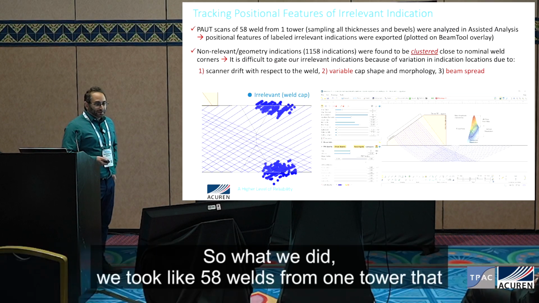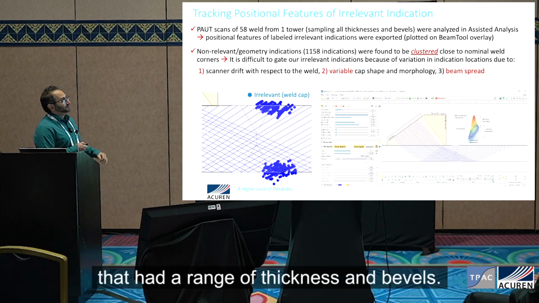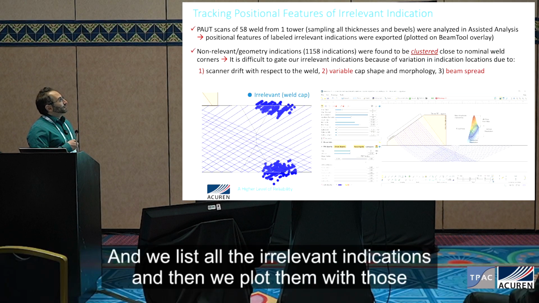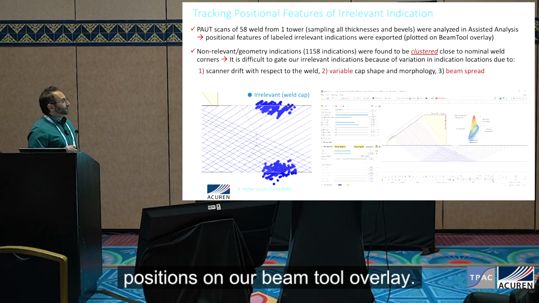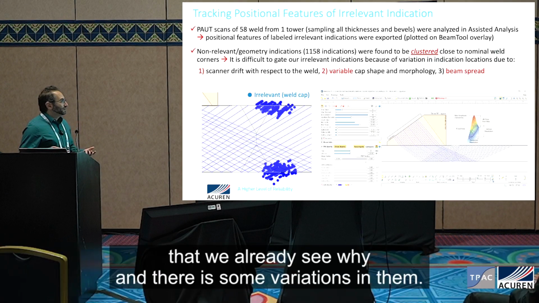So what we did, we took 58 welds from one tower that had a range of thicknesses and bevels. We analyzed them, which was fast, and listed all the irrelevant indications, and then we plotted them with those positions on our beam tool overlay. And it starts to seem like these are clustering around two specific regions.